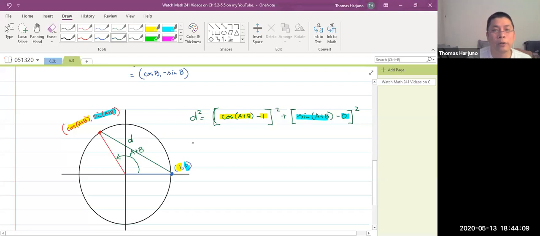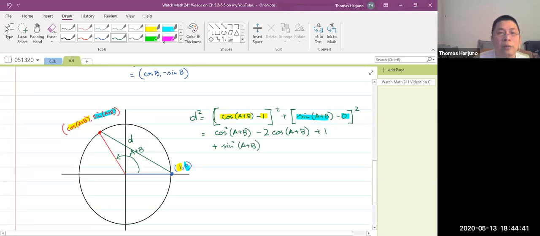Now I will FOIL them. That will be cosine squared of A plus B minus 2 times cosine A plus B plus 1. Okay, that's for the yellow. Plus the blue one, that's basically sine squared. When you subtract by 0, nothing changed. Okay, so sine squared A plus B.